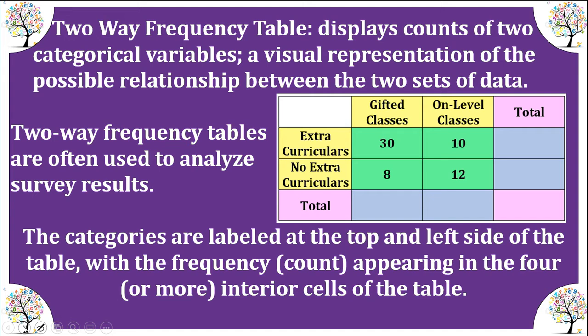So a two-way frequency table simply displays counts of two or more categorical variables. It's a good visual when you're taking a survey. The categories are labeled at the top and on the left side. So here we are comparing folks that take gifted classes or on-level classes to having extracurriculars or no extracurriculars. So if you take more gifted classes, would you be more or less likely to have extracurriculars? So we're just going to compare those two to see if there's an association.